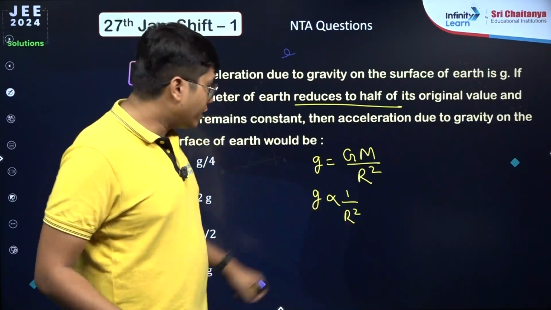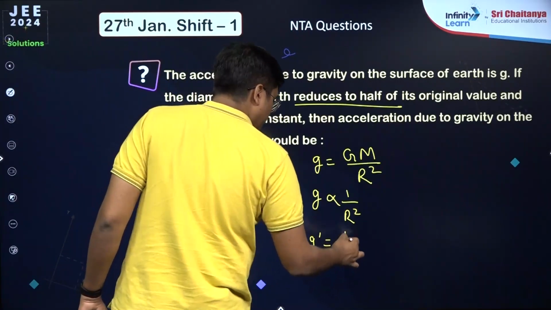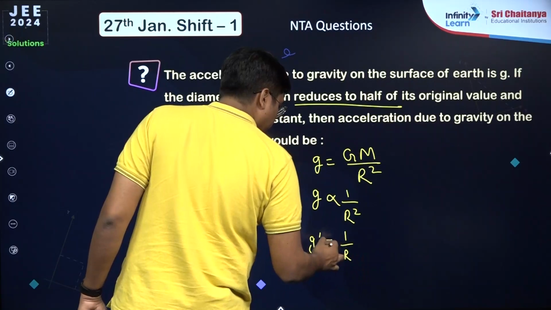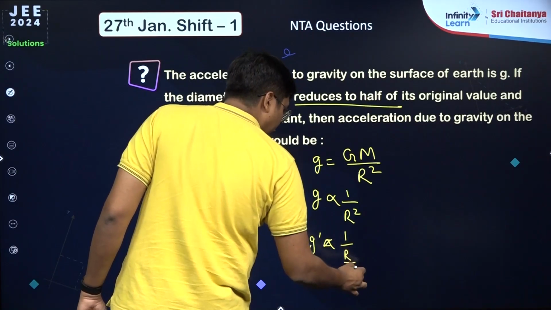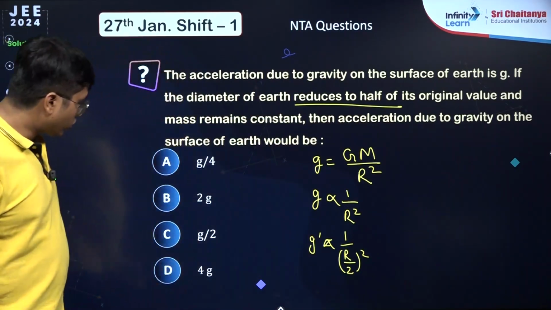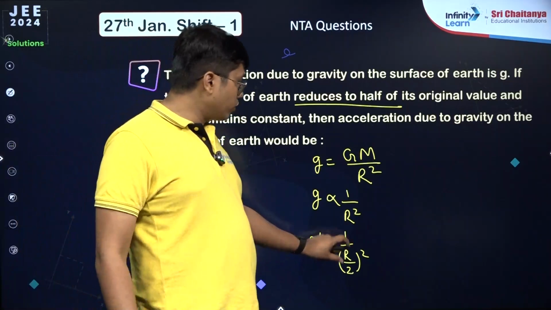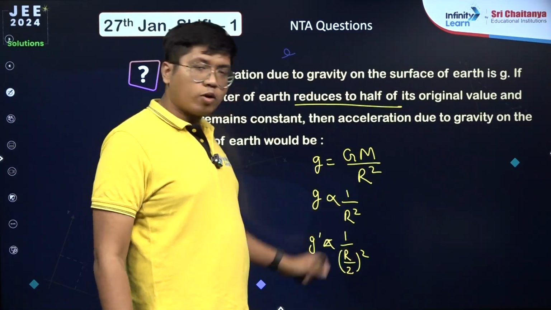So if the radius is reduced to half, you can right away see that g dash is going to be proportional to 1 by (r by 2) whole square. So this 2 square goes up on top. So your answer comes out to be 4g, because 2 square would go up top as a 4.